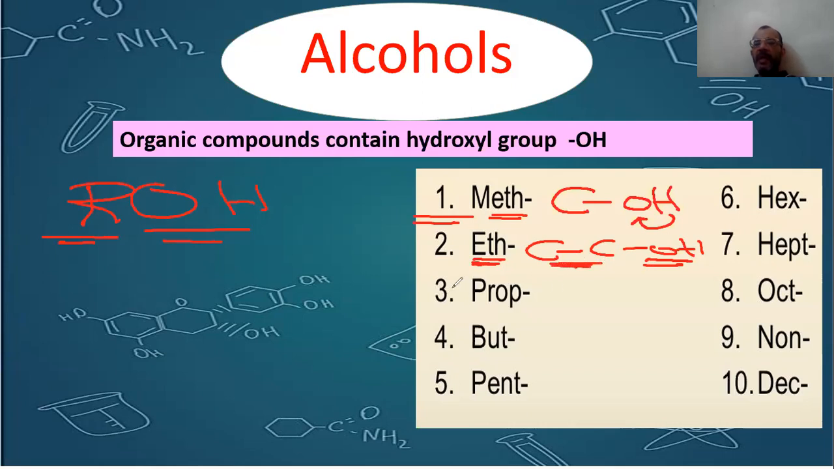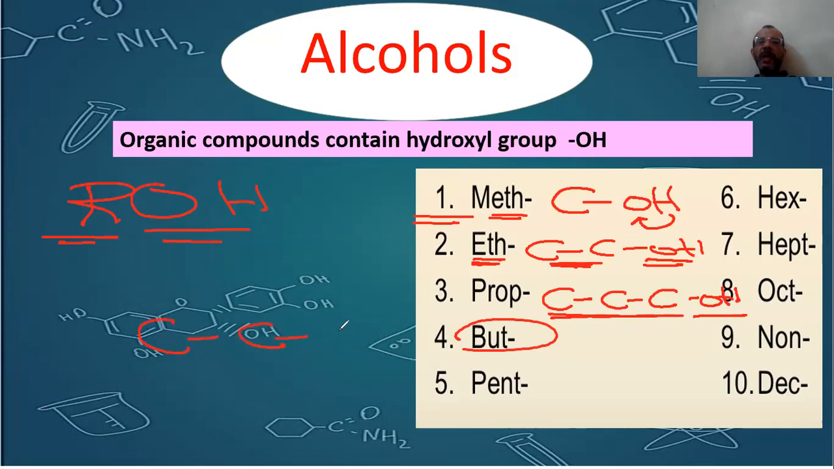If you find three carbon atoms, it will be prop: 1, 2, 3, and OH. So this compound is an alcohol because it contains OH, and prop because it contains three carbon atoms. But here it has four carbon atoms, 1, 2, 3, and 4, and then OH. So this one is an alcohol because it contains OH, and but because it contains four carbon atoms.